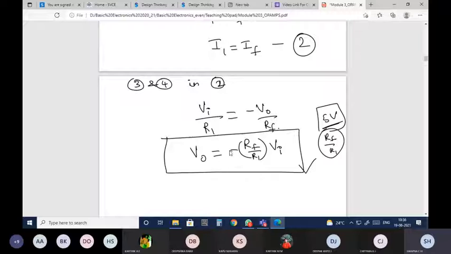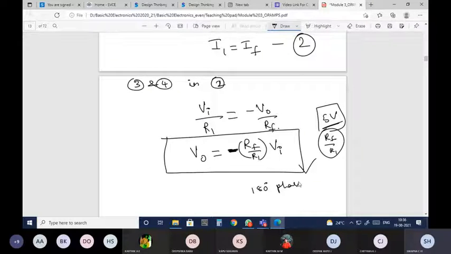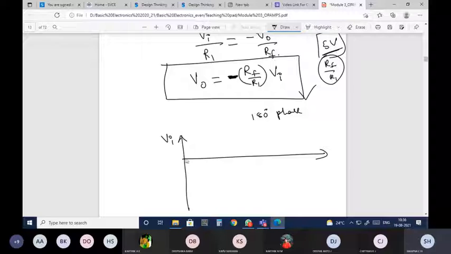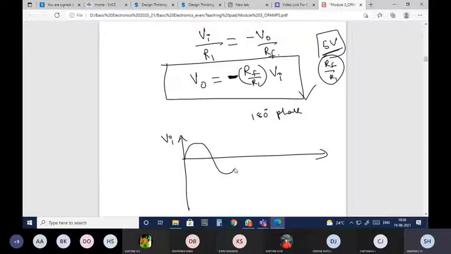Okay, and here you can observe that there is a negative sign. So this negative sign indicates that the output has a 180 degrees phase shift. It means that if I am providing the input signal in this way, this is my input Vi. Vi is in this way.